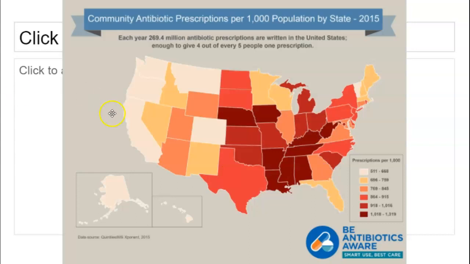And so just for fun, we can take a look at prescriptions of antibiotics per 1,000 people. This is from 2015, so it's a little old, but darker red indicates they prescribe more antibiotics per person. And so that's one of the things we can do to prevent antibiotic resistance from developing, is make sure that we're not overprescribing antibiotics.